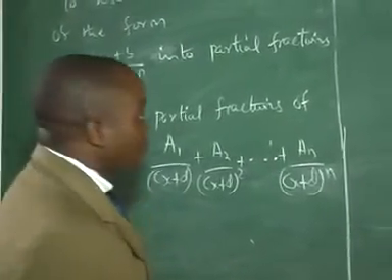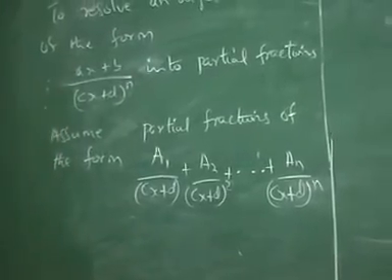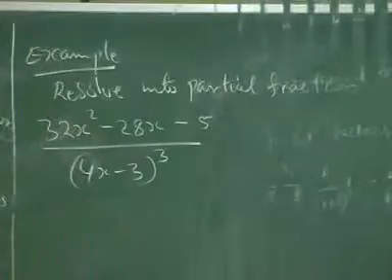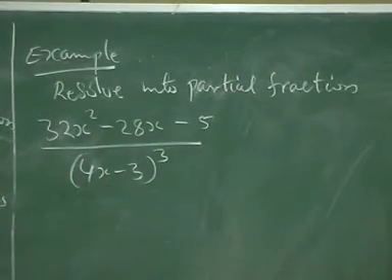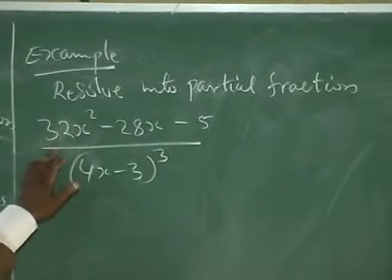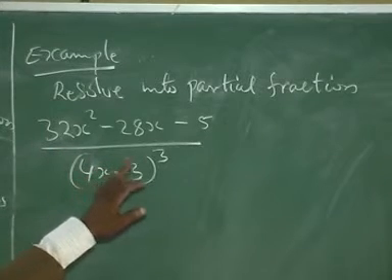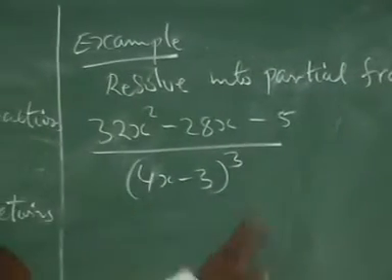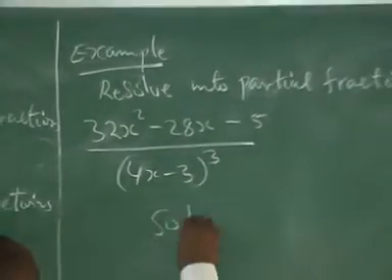Let's take an example of an algebraic fraction that has a repeated factor. Resolve into partial fractions 32x squared minus 28x minus 5 all over 4x minus 3 raised to the power 3. Now the solution.